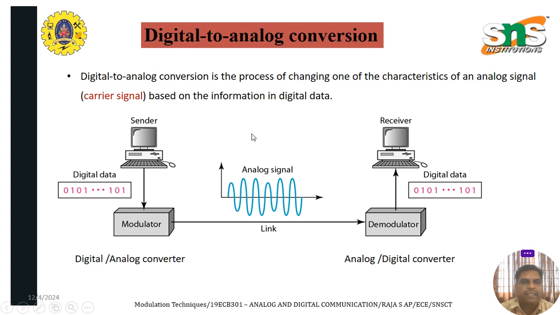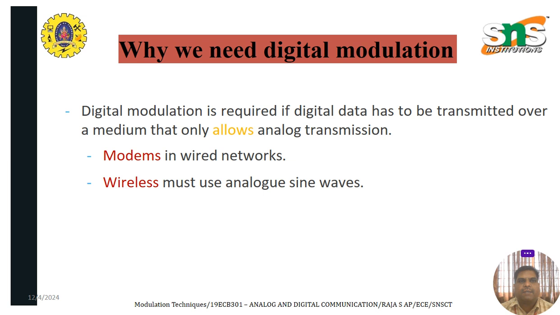This figure shows how the digital to analog conversion happens. Digital to analog conversion is the process of changing one of the characteristics of an analog signal based on the information in the digital signal. So here if you see, digital data is transmitted and through the link it is converted into an analog signal, then finally it is received as digital data. Why we need digital modulation? Digital modulation is required if digital data has to be transmitted over a medium that only allows analog transmission. The main applications of this digital modulation are modems in wide area networks, and wireless, which must use analog sine waves.